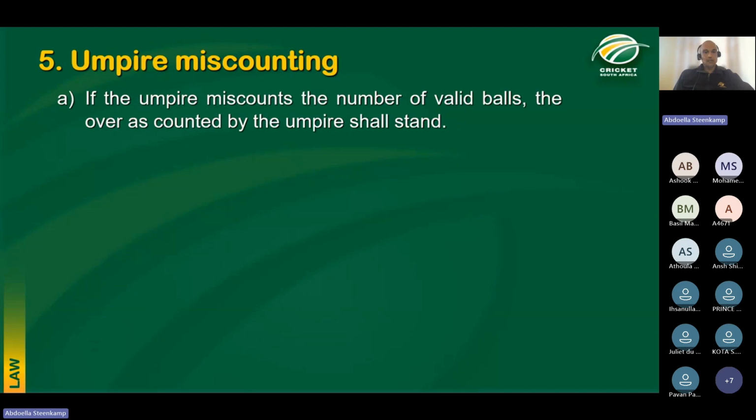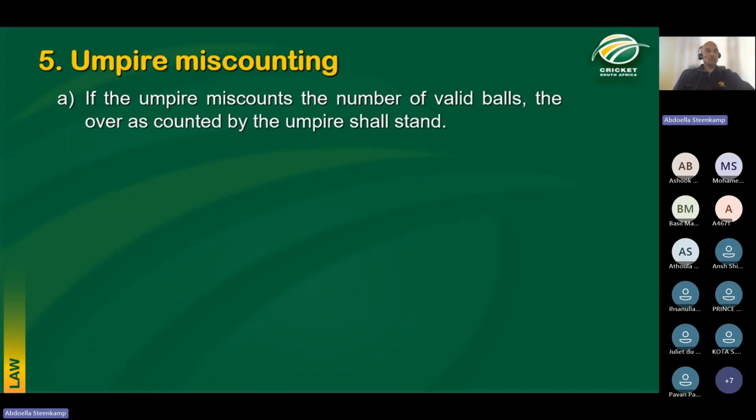The law tells us whatever number of balls the umpires allowed in the over, those balls count. Like if the umpires allowed a 5-ball over and they've called over and the next over starts, that 5-ball over counts. You cannot come back later and say, oh umpire, there's a 5-ball over, we need to bowl another ball later on. No, it doesn't happen. The over as counted by the umpire will stand.